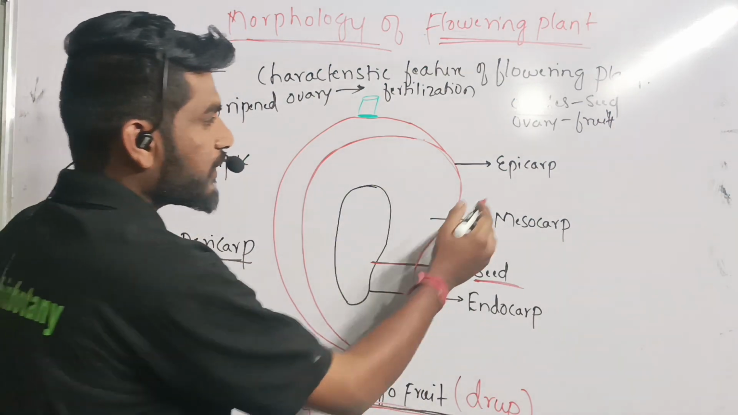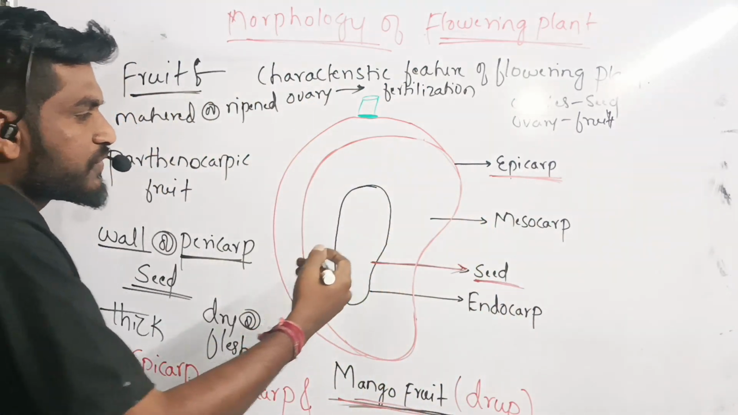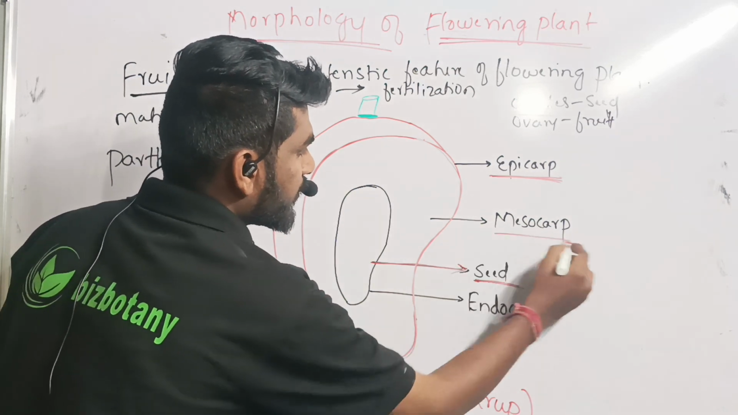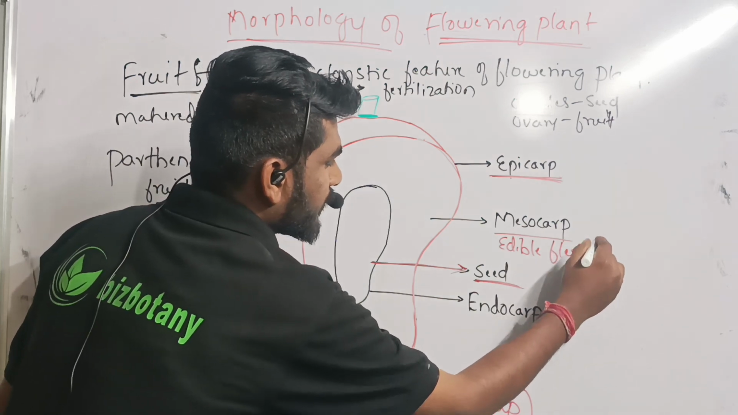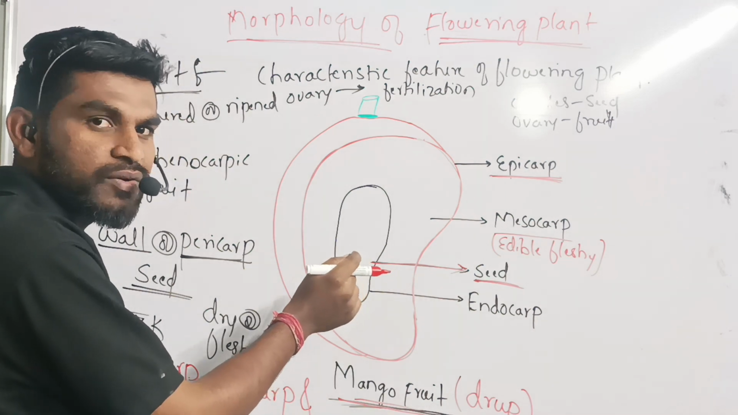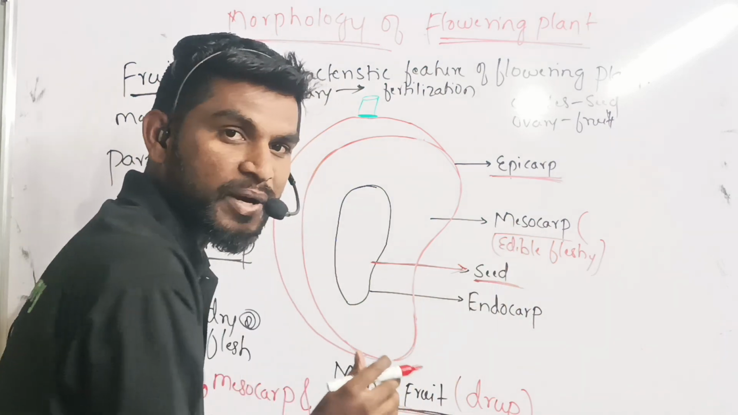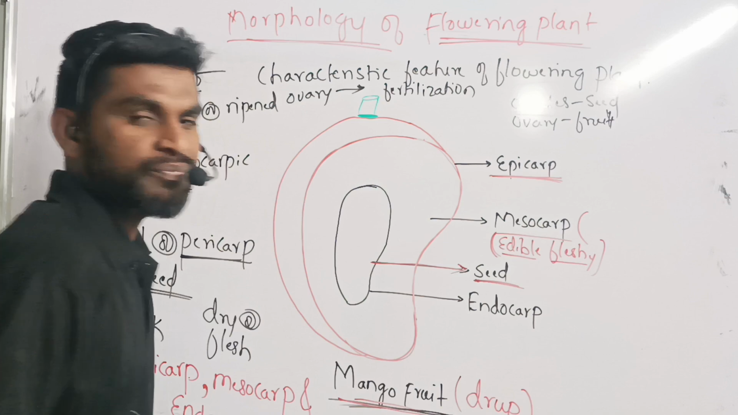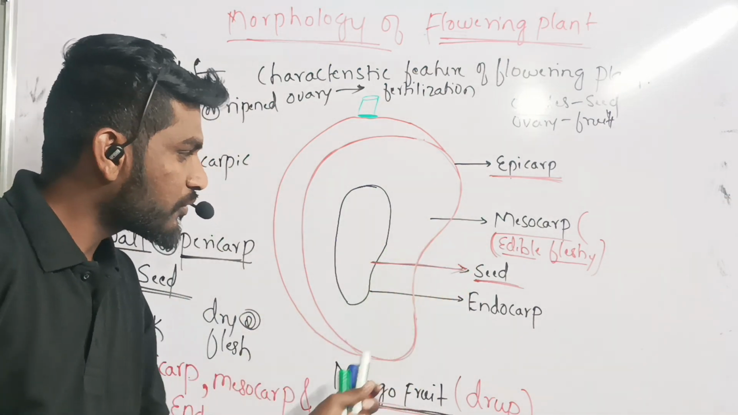This layer we are calling the epicarp. Epi means above, the outermost layer. The second layer is nothing but an edible fleshy layer which is present in the middle portion of the fruit. That's why we are calling it the mesocarp. Meso means middle portion. And it is the edible part of the fruit. Mesocarp is the edible part of mango fruit.